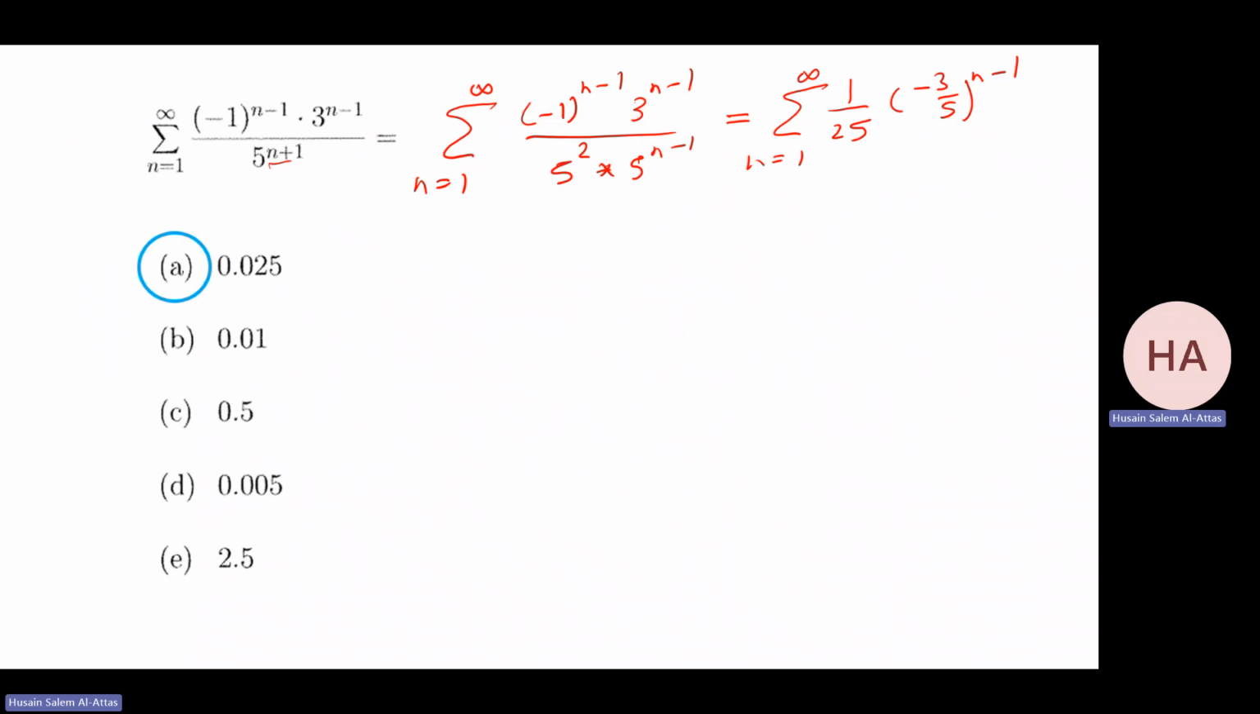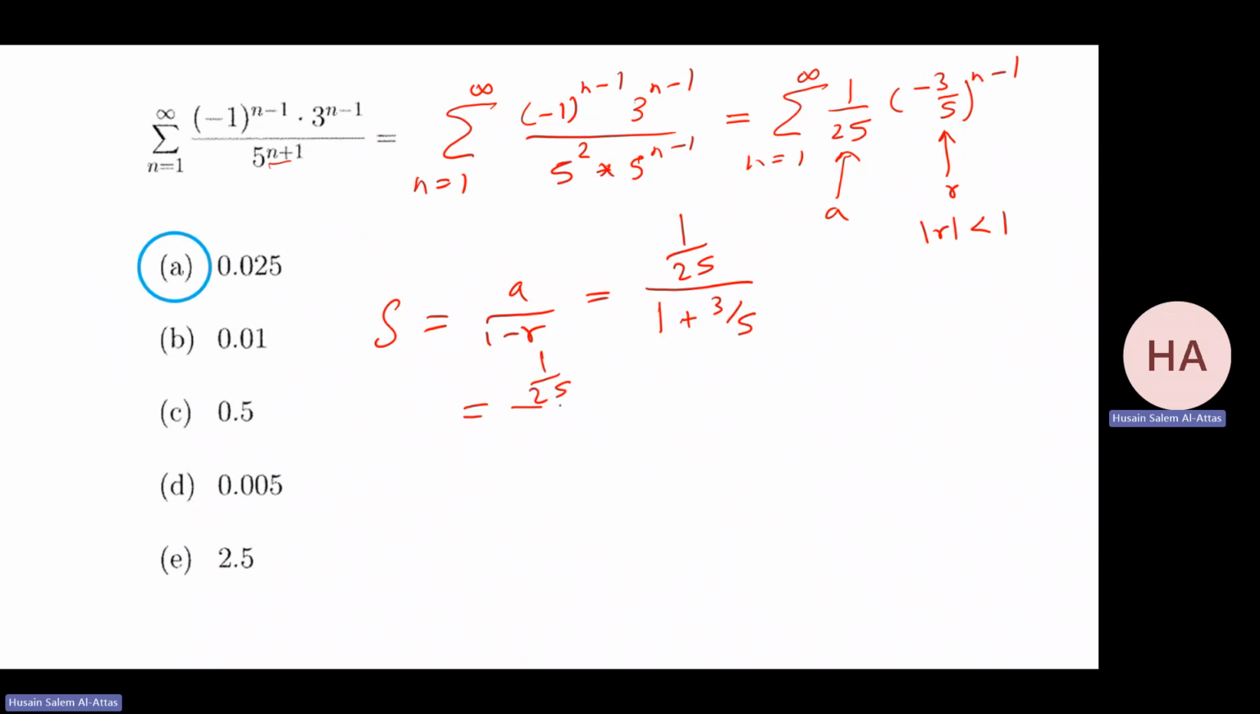So now it's very clear. This is my A, and this is my R. So the absolute value of R is less than 1, so it converges. The sum S will be A over 1 minus R. Be careful with the calculation. 1 over 25 over 1 minus minus 3 over 5, so it will be plus 3 over 5. And that gives me 1 over 25 over 5 plus 3, 8 over 5. So that will be 1 over 25 times 5 over 8.